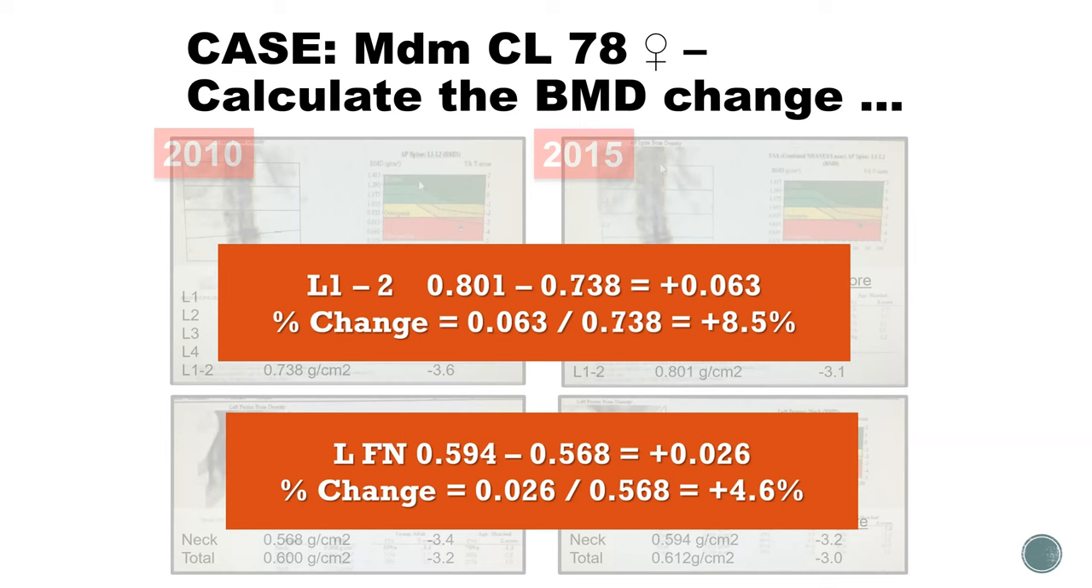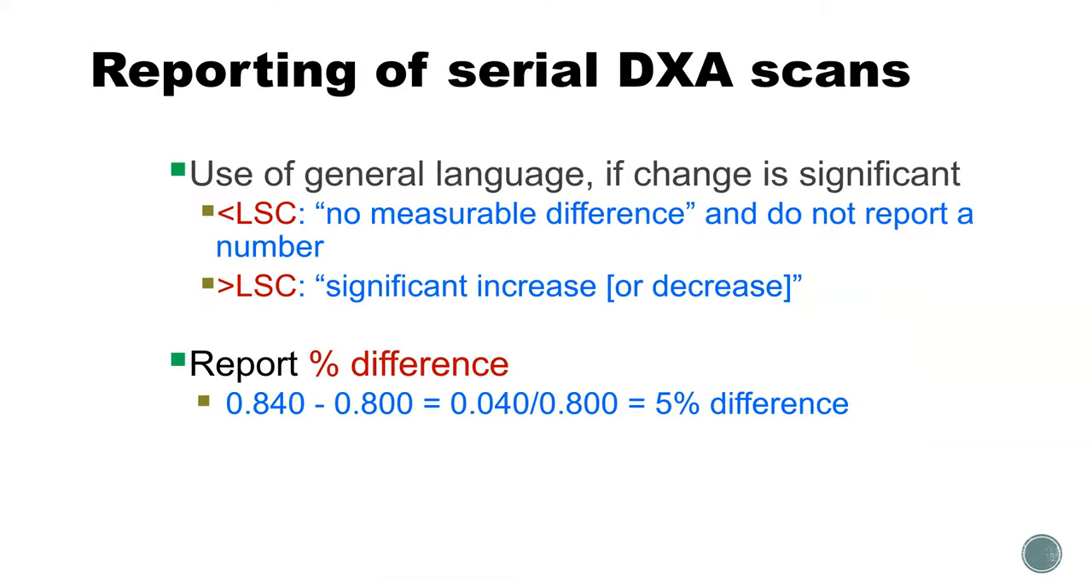So that's just a calculation you can do, and you probably should. The machine will do it for you most of the time, but sometimes, for example, many machines will calculate the total femoral neck bone density significant change, but you might be interested in the femoral neck changes. So then you may have to calculate it yourself. So when you report serial DXA scans, just be a little bit more general. You can calculate it out and say no measurable difference or significant increase or decrease.